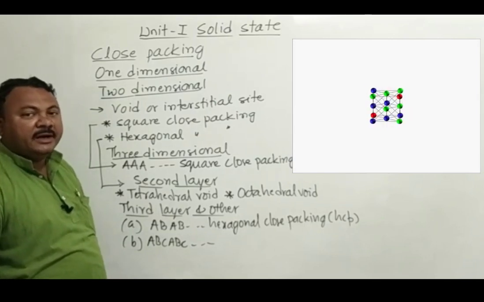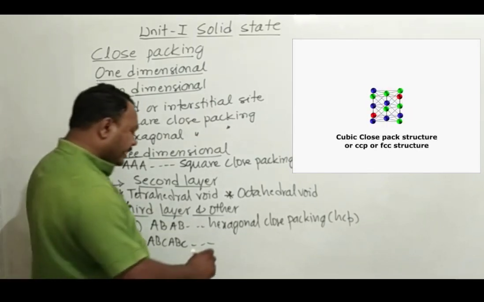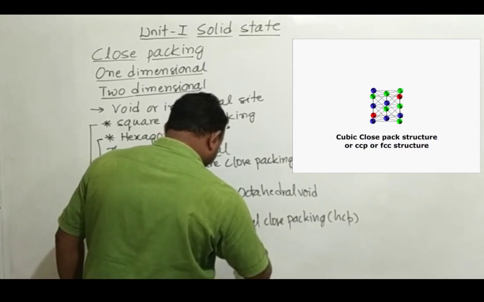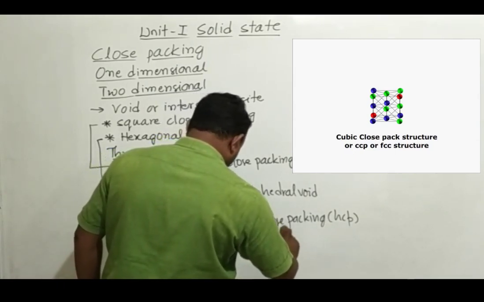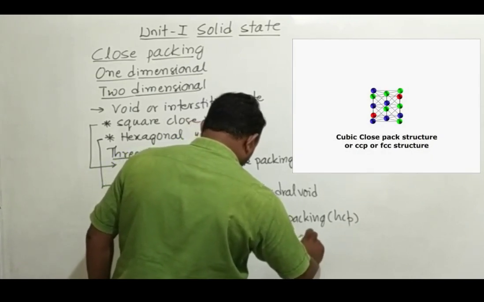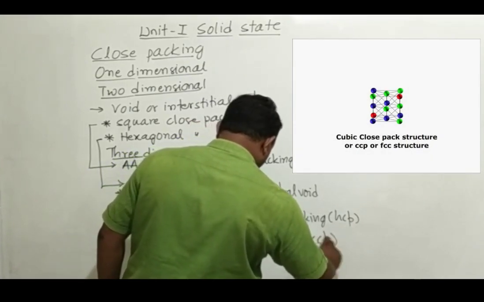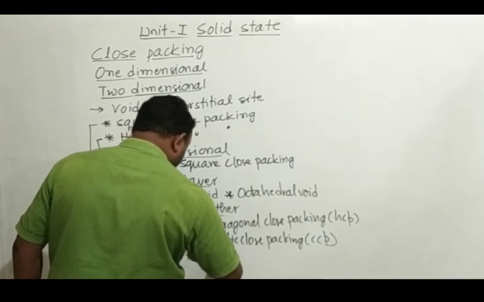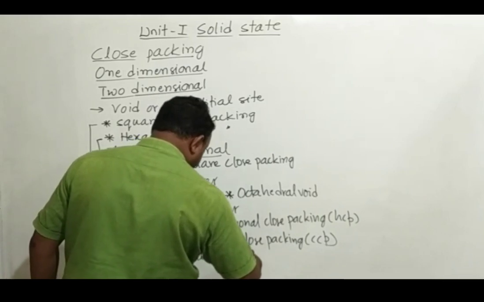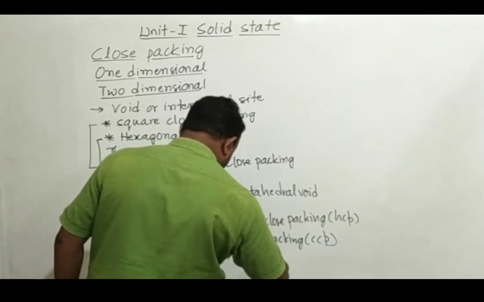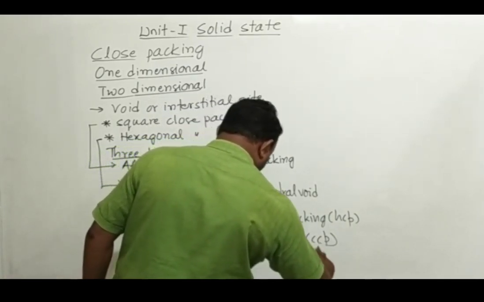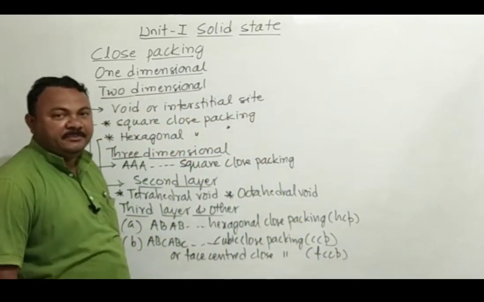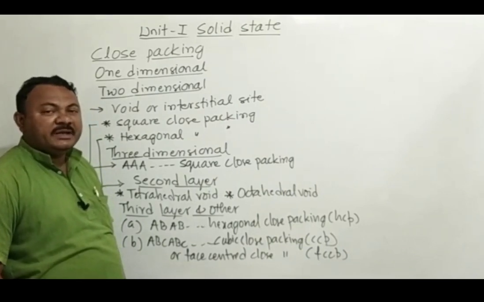Simplify the structure. It looks like a cube. You can call it cubic close packing. Cubic close packing, in short, we call it CCP. Not only that, this is also called face-centered close packing. In short, we call it FCCP. So this is how we explain the close packing.